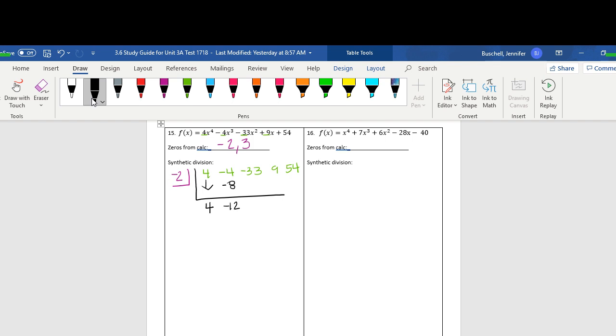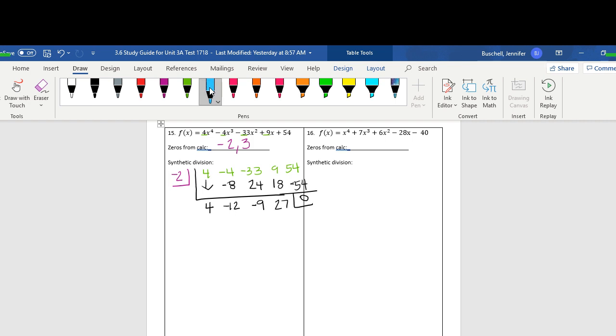Go back up to my box number. -2 times -12 is a +24. -33 plus 24 is -9. -2 times -9 is a +18. 9 plus 18 is 27. And -2 times 27 is -54. 54 plus -54 better get me 0, or I've just proven that -2 is not a solution.